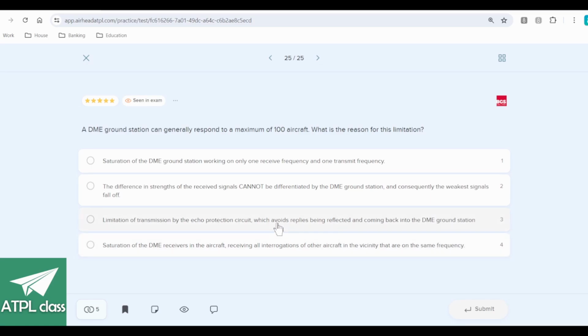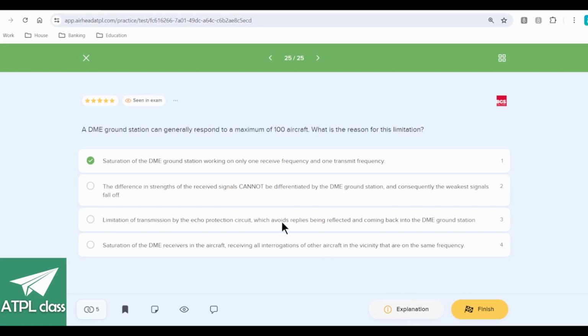That's not it. Echo protection circuits, that doesn't sound right. Saturation of the, so I'm thinking 1 or 2. Saturation of the DME ground station working on only one receive frequency and one transmit frequency. The difference in strengths of received signals cannot be differentiated by the DME station, but it can be differentiated by the DME ground station, so the weakest signals do fall off. So I'm going to go 1, because if it cannot differentiate the strength of signals, how can it then drop the weakest signals. Watch that be wrong now.